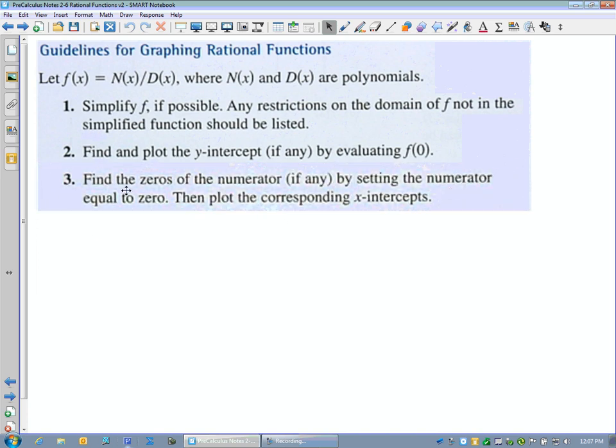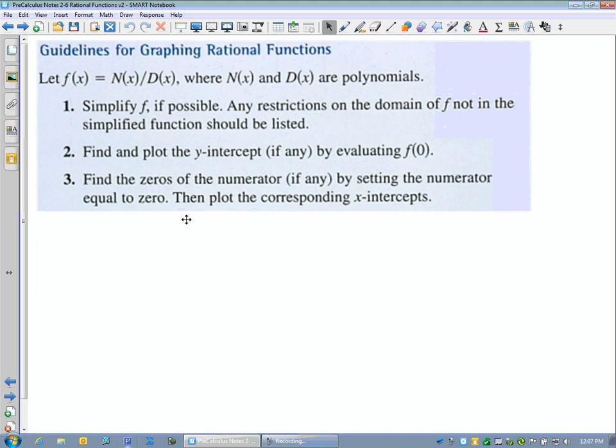Next, we want to find the zeros of the numerator, by setting it equal to 0, and those are going to be the x-intercepts. X-intercepts are the values of x that cause the numerator to be 0, because that would cause the function itself to be 0. It doesn't matter what the denominator is. If the numerator is 0, then the function is going to be 0 at that point. So then we want to plot the x-intercepts onto our graph.